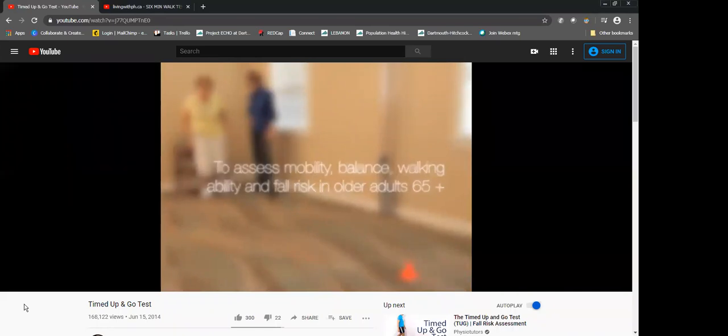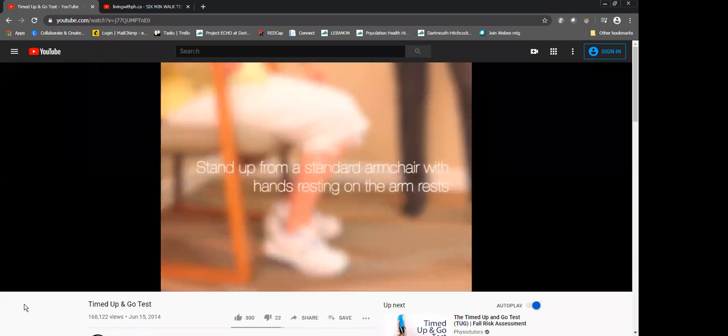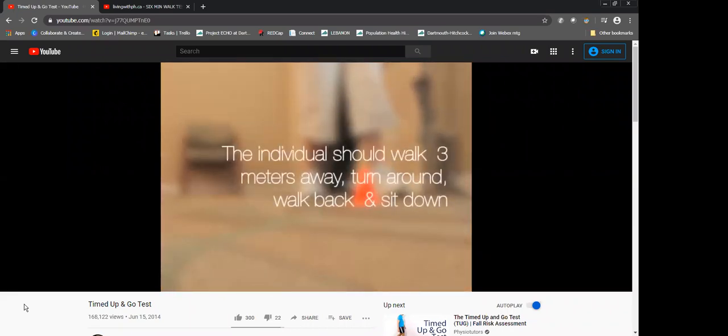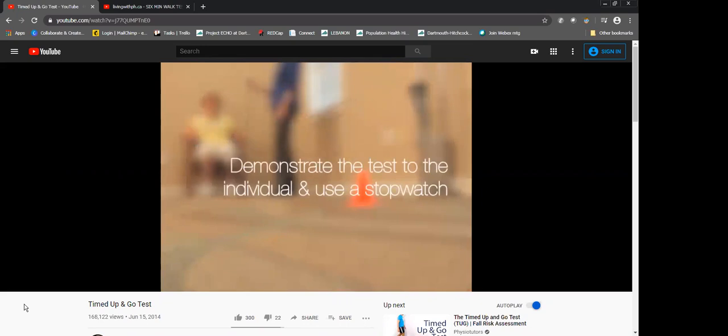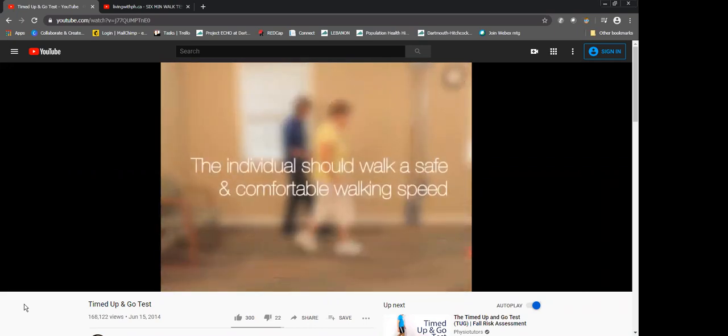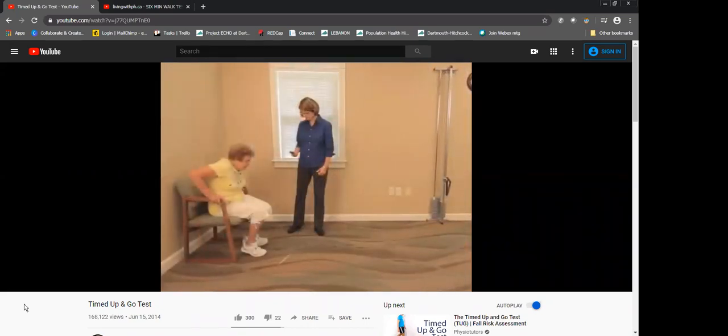The purpose of the timed up and go test is to assess the mobility, balance, walking ability, and fall risk in older adults. The test measures in seconds the time it takes an individual to stand up, walk a distance of 3 meters or about 10 feet, turn around, walk back to the chair, and sit down. Demonstrate the test to the individual and use a stopwatch if you are able to. The individual should walk at a safe and comfortable walking speed. The test ends when the individual sits on the chair.